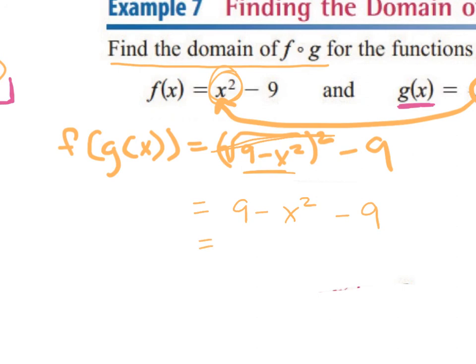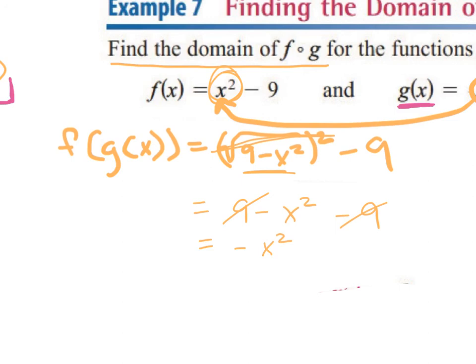So what else can I do to simplify this? 9 minus 9. Negative x squared. So we just get negative x squared. Do we have any square roots here or any fractions? Would be like the x squared, right? Is this a square root? Oh, no. We can't square root it because then we'll get an imaginary, right?